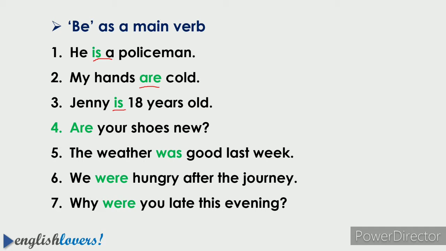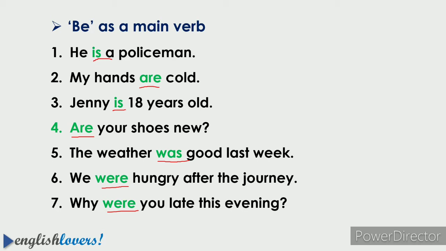Are your shoes new? Here are is the be verb, it is the only verb, so it functions as the main verb. The weather was good last week. Here was is the verb from the simple past or past form of the be verb. So here we can say that was is the only verb and it is the main verb. In the next two sentences, we were hungry after the journey and why were you late this evening, were, which is the plural form of the be verb in the past, functions as a main verb in the sentences.